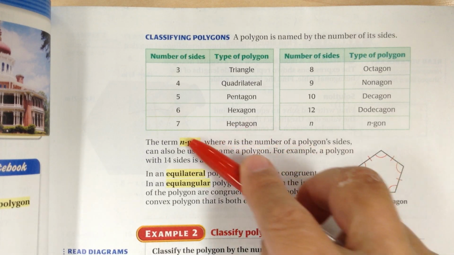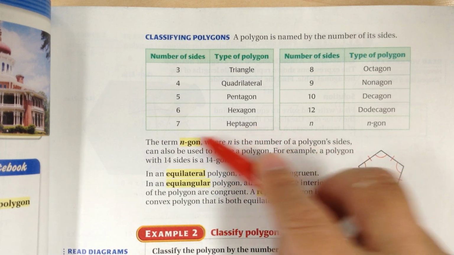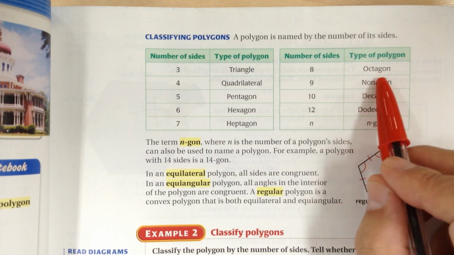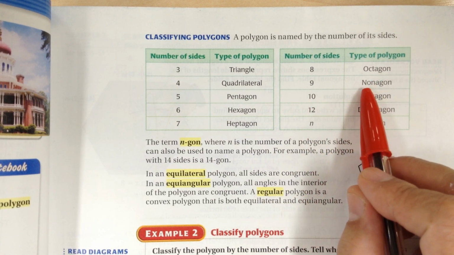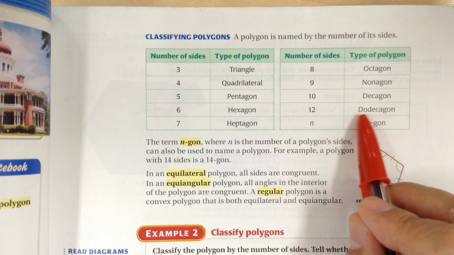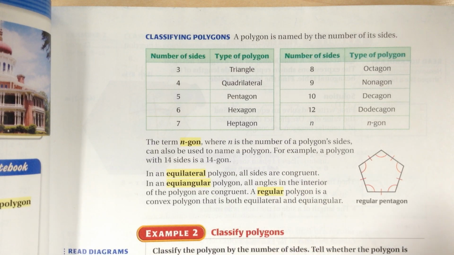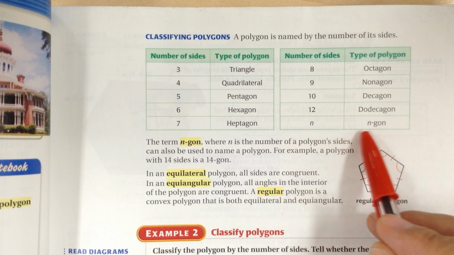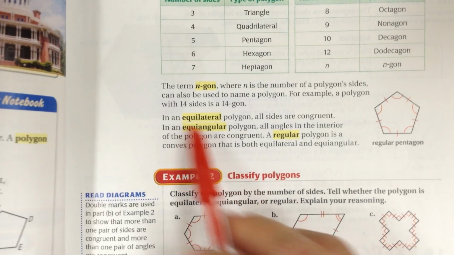Hepta is 7, so a heptagon is 7-sided. Octa is the 8-sided. 9 is nonagon, 10 is decagon, 12 is dodecagon, and if more than that, you just call it an n-gon. So if it's 13-sided, it's a 13-gon.